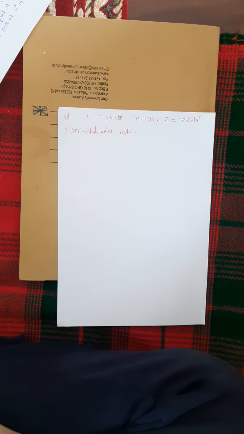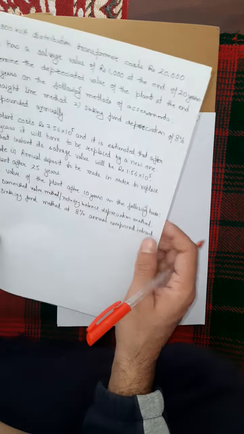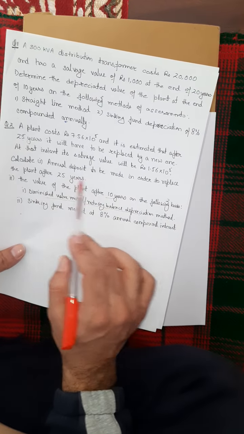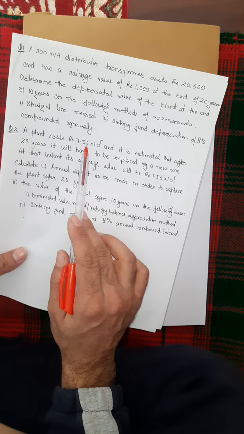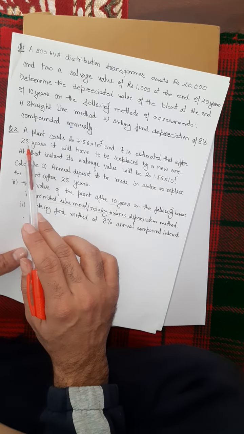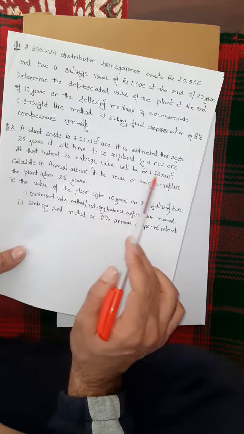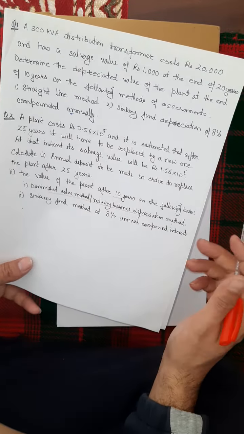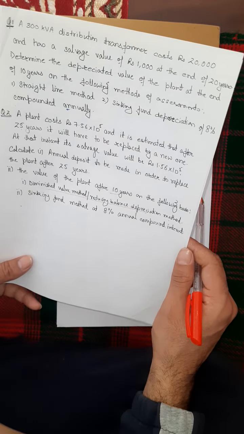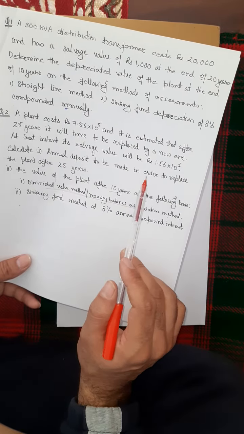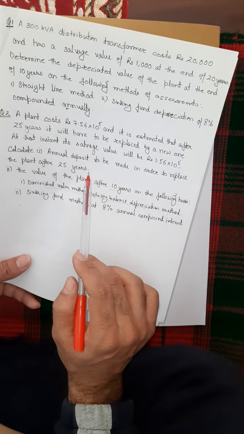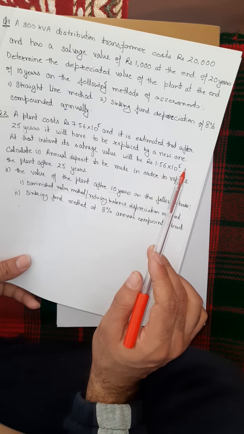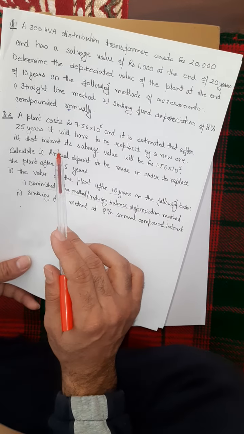The first part is very simple. You have nothing to do. Means first part, annual deposit to be made in order to replace the plant after 25 years, you have to use the straight line method here. Simply P minus S divided by 25, you will get the annual depreciation charges per year. So that is nothing but annual deposit to be made in order to replace the plant after every year. Simply this, 7.56 into 10 raised to the power 5 minus 1.56 into 10 raised to the power 5, divided by 25. So your first part is solved.